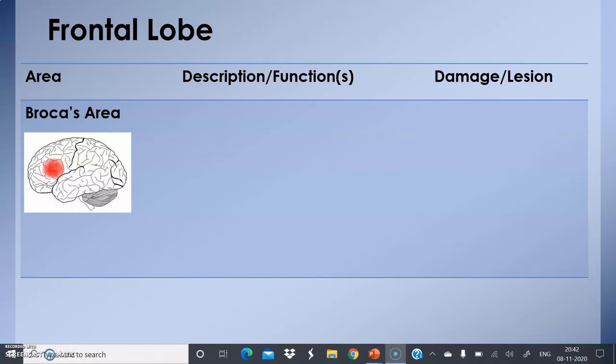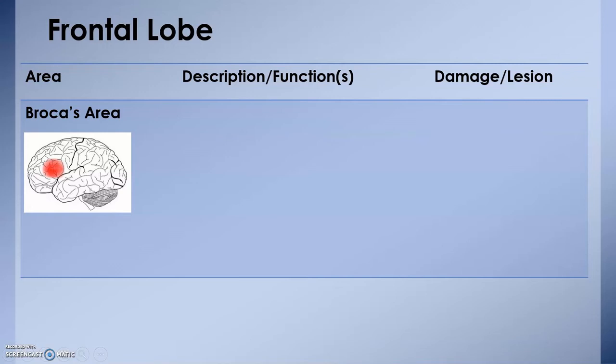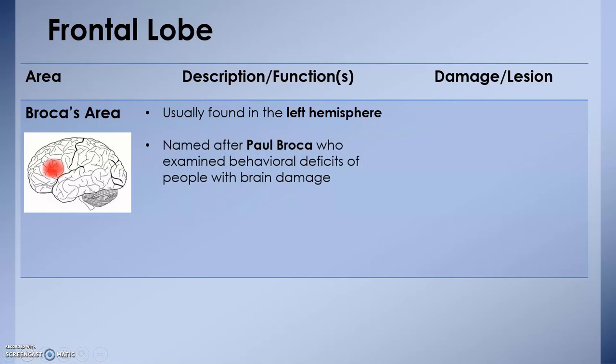Third part of the frontal lobe is the Broca's area. It is usually found only in one hemisphere, that is the so-called dominant one, and in most people the dominant hemisphere is the left hemisphere. So Broca's area is usually found in the left hemisphere. Now Broca's area was named after Paul Broca, who studied the behavioral deficits of people with brain damage. Now, this area is involved in speech production.